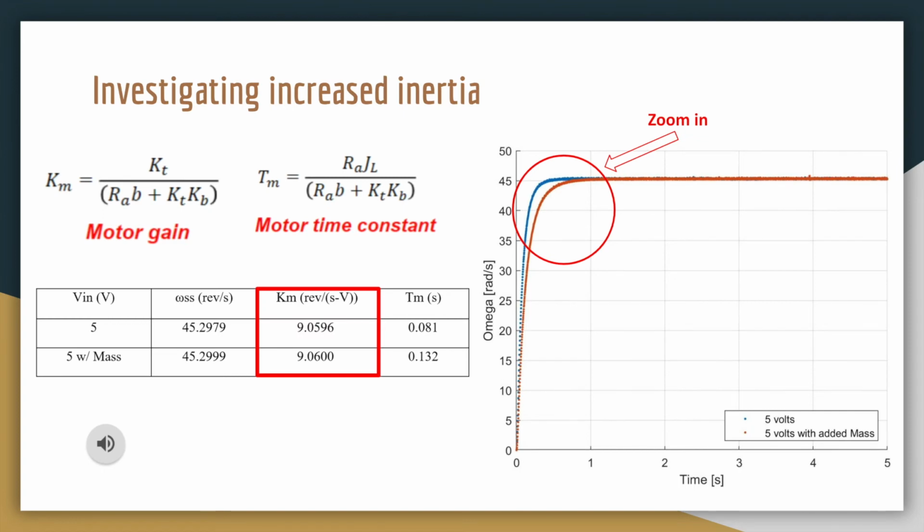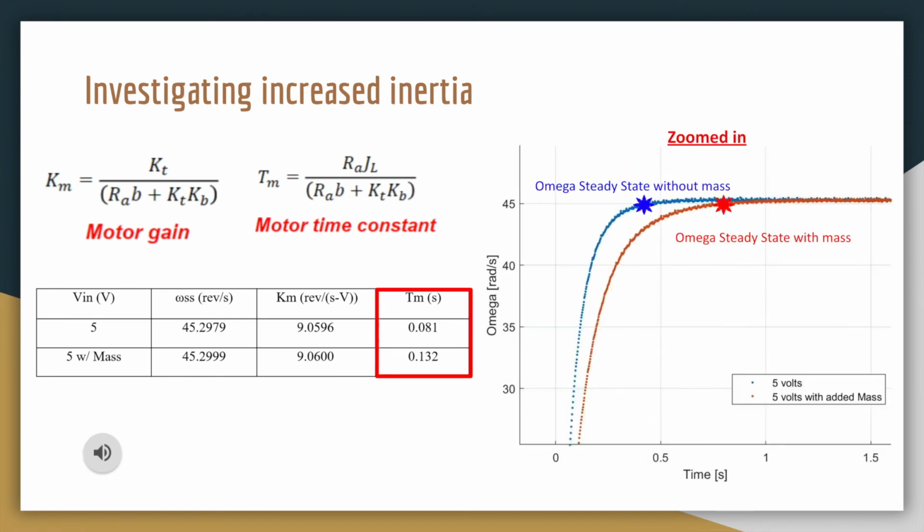When the mass was added to the flywheel, Km remains basically the same value of around 9.06. This was expected because to calculate Km there are no factors that account for the mass shown in the motor gain equation. However, since the motor time constant does have an inertial term in its equation, once the mass was added to the flywheel, the time constant increases. If you look over to the time plot, you can see how the response with the mass reaches steady state much later than it would have if it didn't have that extra mass.